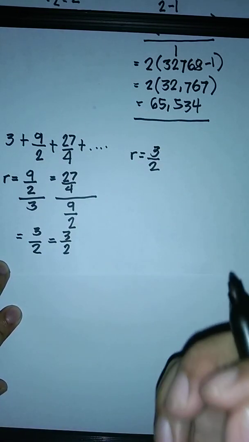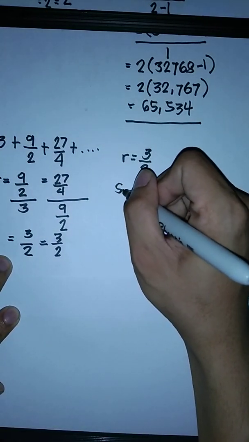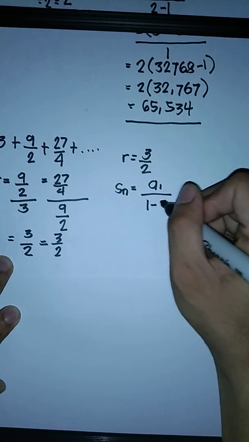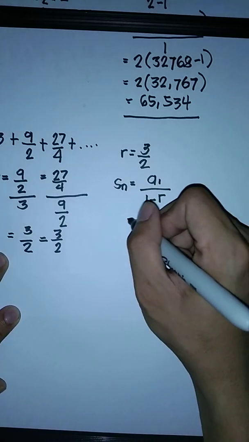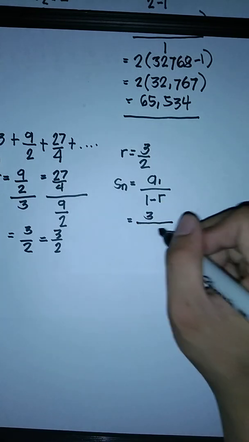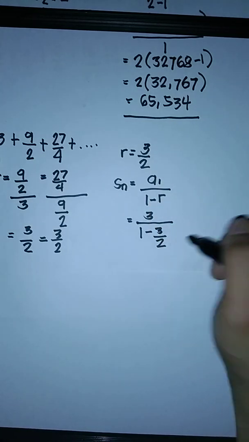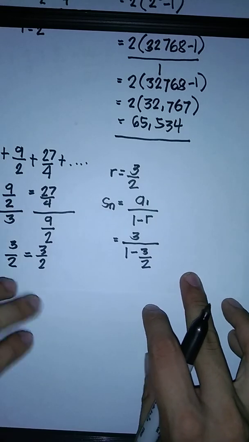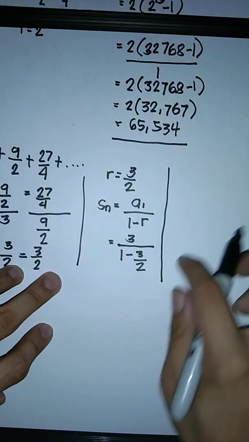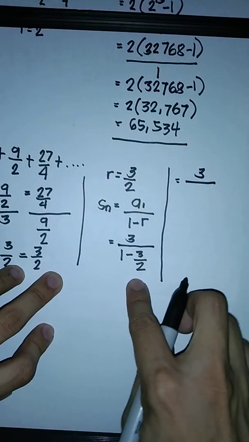Since siya ay infinite term, ang formula na lang natin will be equal to Sn is equal to A1 all over 1 minus r. So, ang ating first term is equal to 3 over 1 minus r natin, which is 3 halves. Okay. So, we have 3 all over 1 minus 3 over 2.